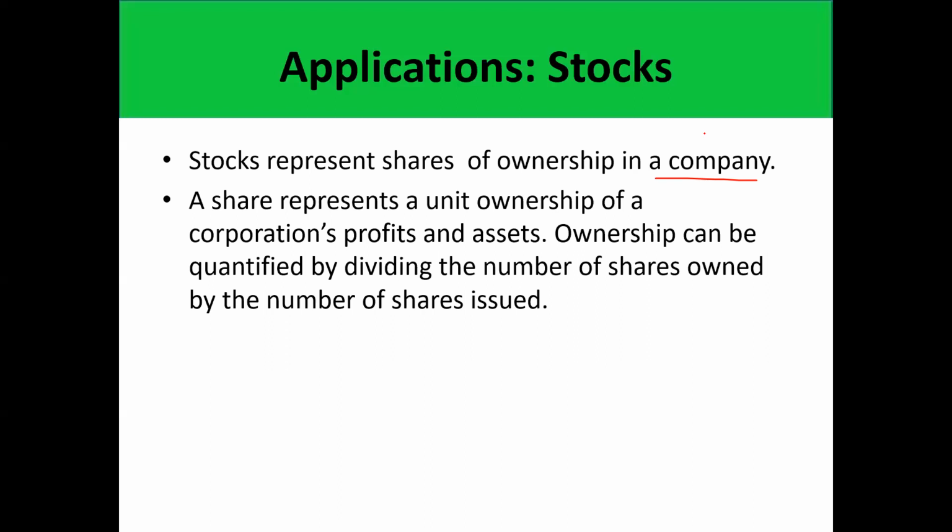Ownership can be quantified by dividing the number of shares owned by the number of shares issued. So, for example, if a particular company, let's say company A, issues 2 million shares of stocks, and you as a buyer are going to buy 100 shares of stocks. So that means 100 shares of stocks that you bought divided by 2 million shares of stocks issued by the company, there will be the proportion or fraction that you own for the company.